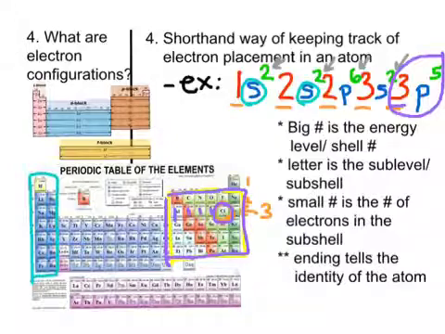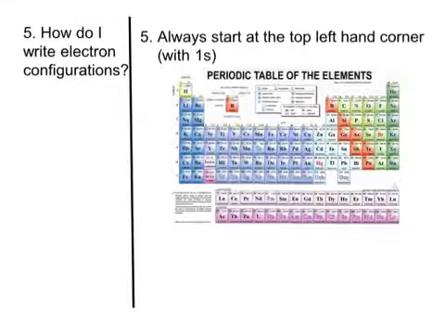atom name. Okay, so our last question for these notes is, how do I actually write out these electron configurations? Well, the first rule is that you always start at the top left-hand corner, up here, with 1s. That's always going to be the first shell and subshell that gets filled up in an atom. It's got the lowest energy, and that's exactly what atoms want to start with, is the 1s subshell.